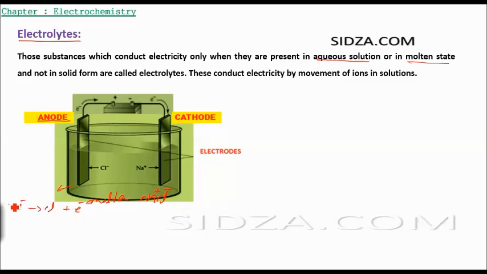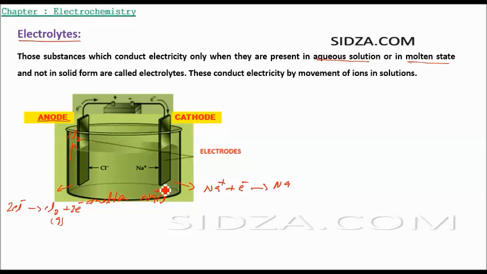Now two chloride ions can form two chlorine atoms, which combine and form chlorine gas. So you can expect Cl2 gas at the anode, plus electrons. The electrons start flowing through the wire, and at this electrode the sodium ion will gain the electron and form sodium metal. So you get a metal at this particular electrode.